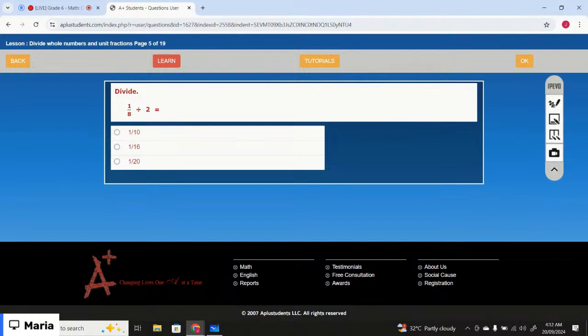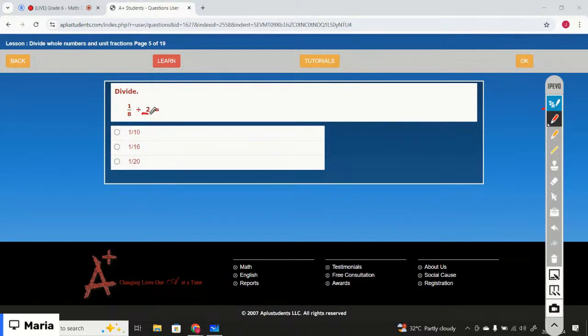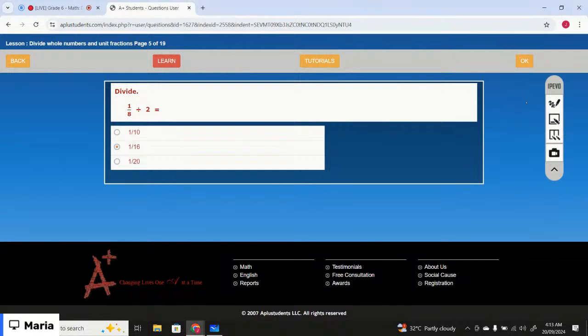The correct option is 1 over 16. That is 1 over 8 multiplied by 1 over 2. 1 by 16 it is. Option number 2 is the correct option. Okay, you can complete the lesson by yourself later today. Let me just move on to the next lesson.